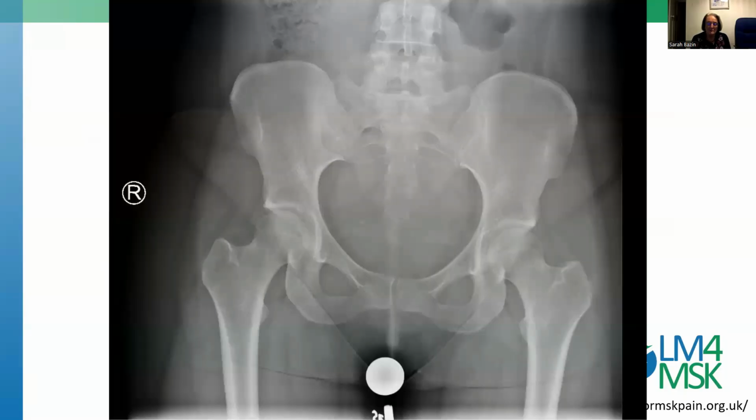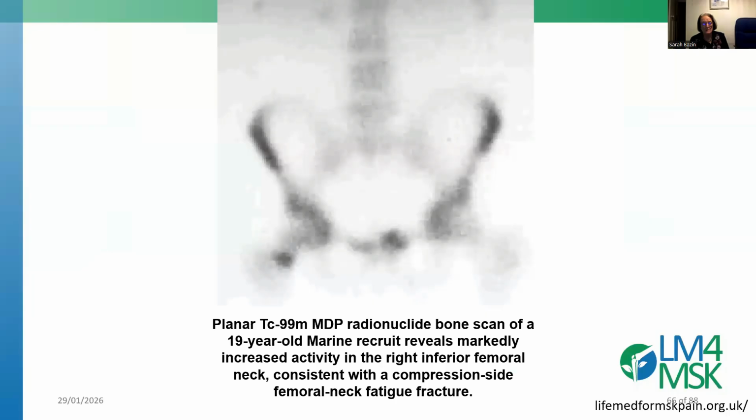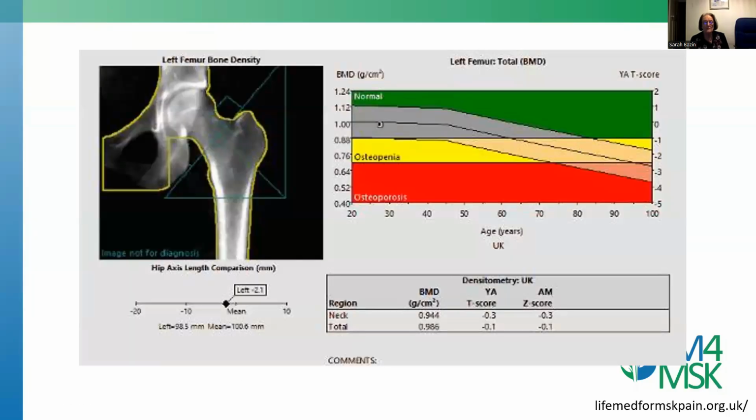She came with hip pain. We did an X-ray and we didn't identify any problem in the hip. But subsequently, when we did an MRI scan, you can see there is a bright spot in the neck of the femur. So she has developed a stress fracture here in the neck of the femur from her excessive running. On bone scan also, it is positive on the right side.